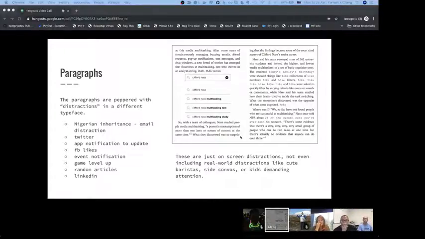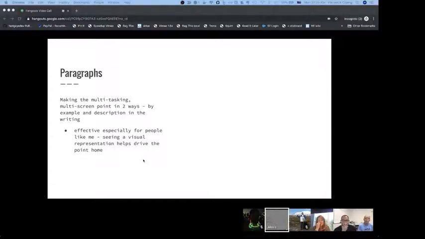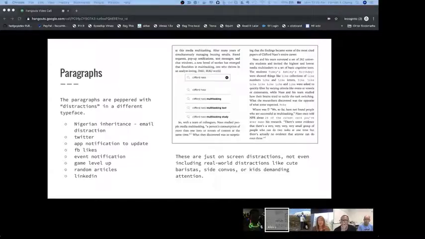These are also just on-screen distractions. It doesn't even include real-world distractions. So yeah, I just thought it was an interesting visual way to represent it. What's the purpose of the distractions? Or are you saying that's a bad thing? Yeah, well, the author is saying it's a bad thing, and he's trying to make a point.